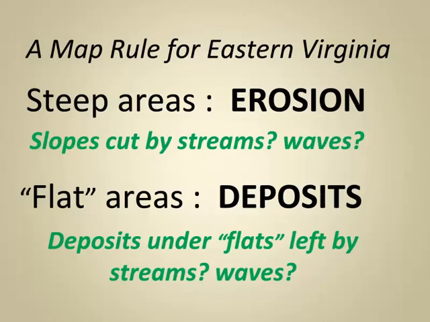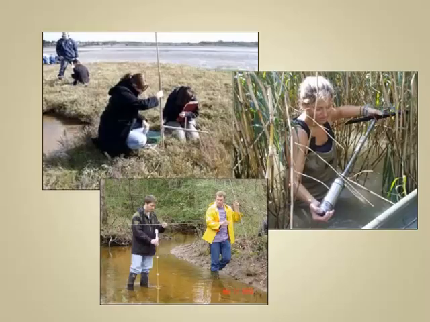So the general rule then for eastern Virginia is that steep areas indeed are erosional. Usually they're cut by streams, but it's also possible they are cut by waves. The flat areas, the deposits, you can find them under the hilltops as well as the valley bottoms, and the ones under the hilltops would have been left by waves. The ones down at the valley bottoms would have been left by streams. So, just a little word to the wise so that anytime you're out doing field work, you can understand better what you're getting into.